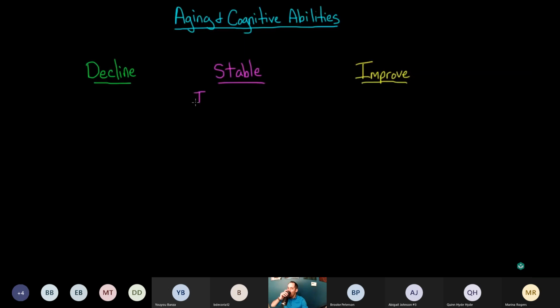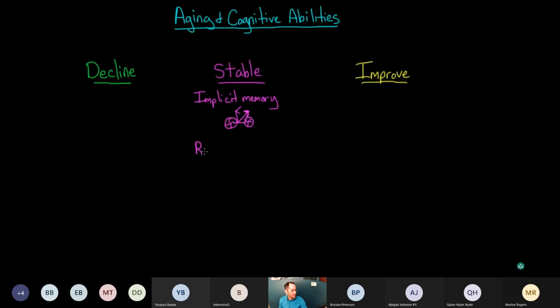Abilities that remain stable. First of all, implicit memory stays about the same across the lifespan. In other words, once you've learned to ride a bike, that procedural memory is likely to stay with you as you age, barring any brain damage or disease. Recognition memory also stays relatively stable over time, meaning that once you learn something, your ability to pick it out of a list later remains about the same, whether you're 27 or 67.